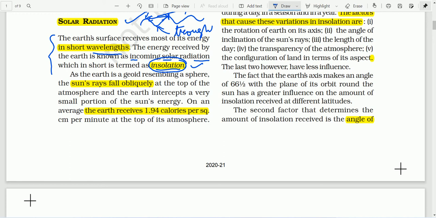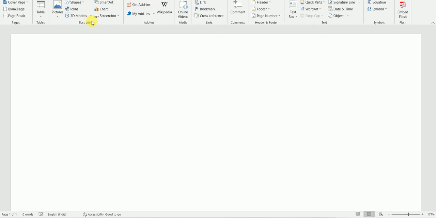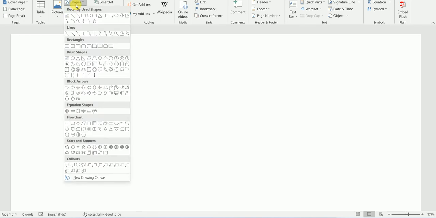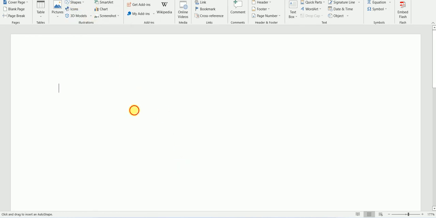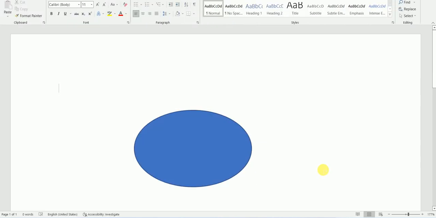As the earth is a geoid resembling a sphere, the sun's rays fall obliquely at the top of the atmosphere, and the earth intercepts a very small portion of the sun's energy. You know, the shape of the earth is an oblate spheroid. We call it geoid, that means flattened at the poles. It is like this. So this shape is what we call geoid.